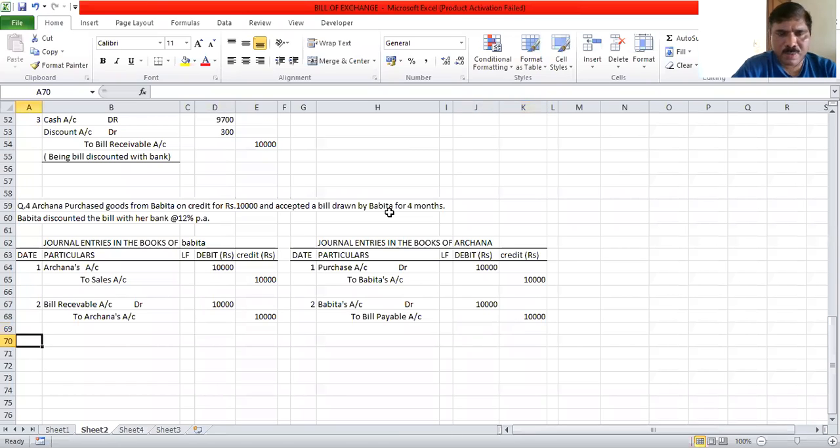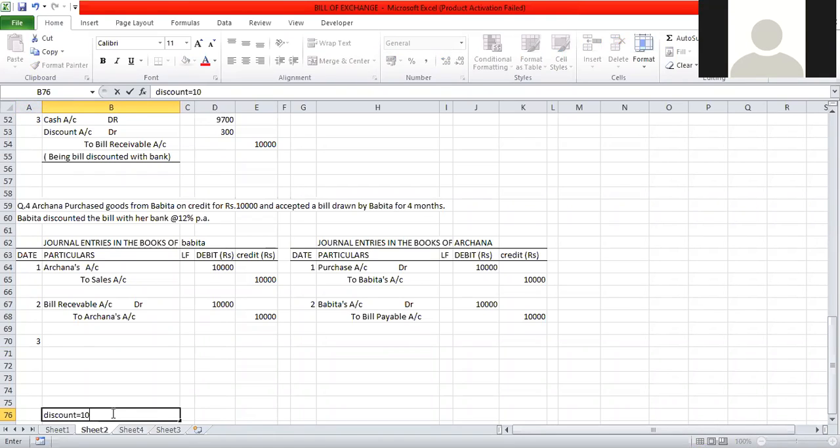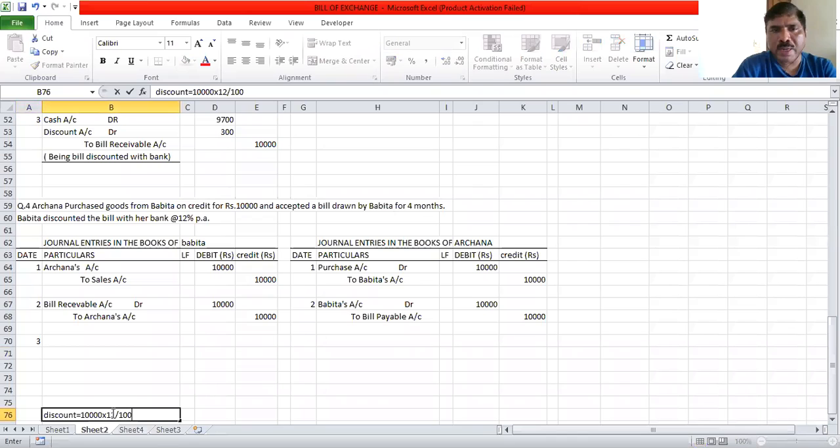Now the third part. It says that Babita discounted the bill with her bank at 12% per annum. You have to calculate the discount. How do you calculate it? Discount is equal to the bill amount, 10,000, times the rate of discount, 12 upon 100. You have to consider the period of the bill. What is the period? 4 months, so 4 upon 12.